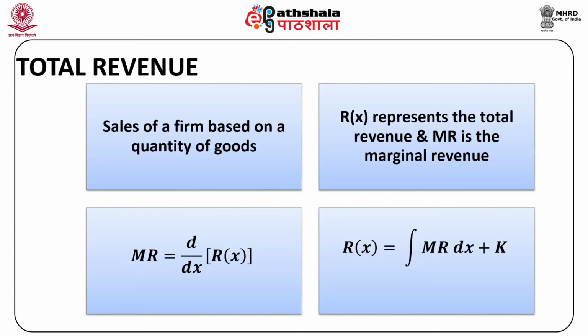It denotes the sales of a firm based on a quantity of goods. It is the total income of a company and is calculated by multiplying the quantity of goods sold by the price of the goods. Total revenue R(x) and marginal revenue MR is given by MR is equal to d upon dx of R(x), and R(x) is given by integral of MR dx plus k, where k is the constant of integration, representing demand function P is equal to R(x) upon x.